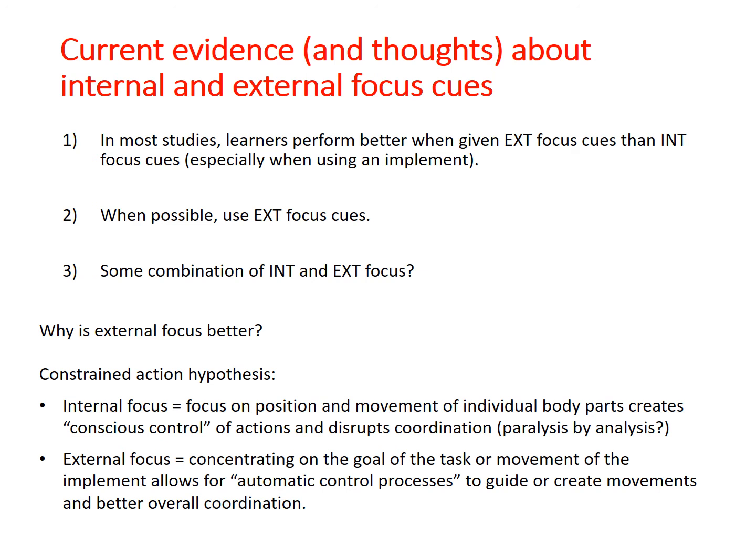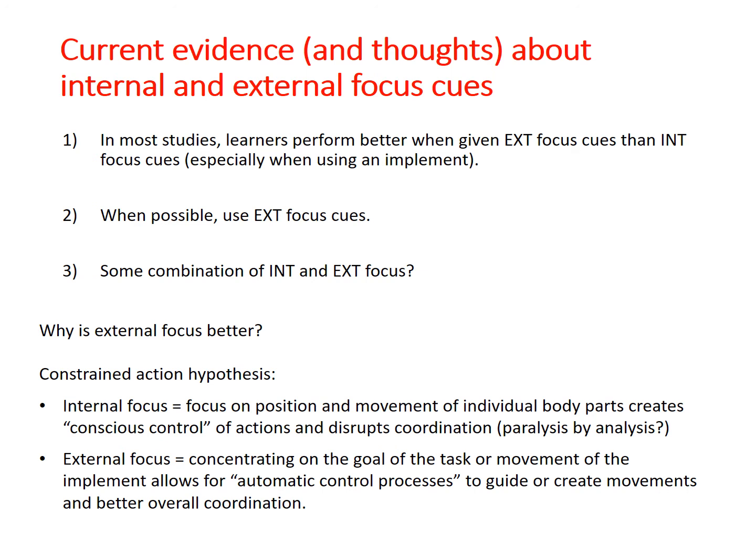On the other hand, if I give you external focus, if I just say, make the golf club make a long, smooth arc, or concentrate on putting top spin on the ball, well, it allows you to use what they call your automatic control processes. It allows you to make your coordination pattern or make your body do some pretty natural things to create the actions, and as a result, you have better overall coordination. The action flows more. I personally have some difficulty with this theory.